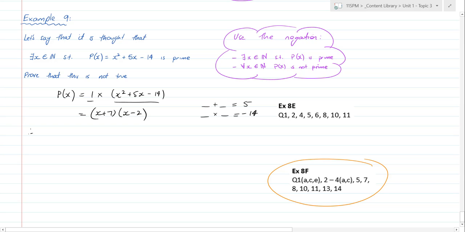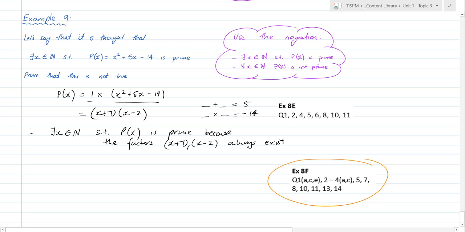Therefore, there does not exist an x such that p of x is prime, because the factors x plus 7 and x minus 2 always exist. I'm going to change this in a second, so maybe don't write it down just yet. So is there any case here where that might not be true though?